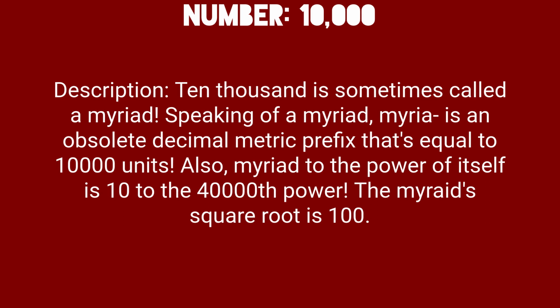10 to the fourth power, 10,000, is sometimes called a myriad. Speaking of which, a myriad is an obsolete decimal metric prefix that's equal to 10,000 units. Also, myriad to the power of itself is 10 to the 40,000th power. The myriad's square root is 100.